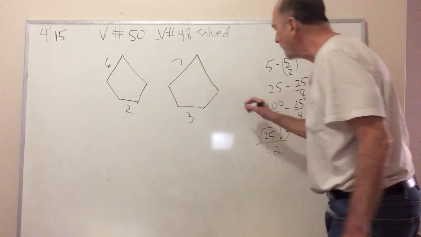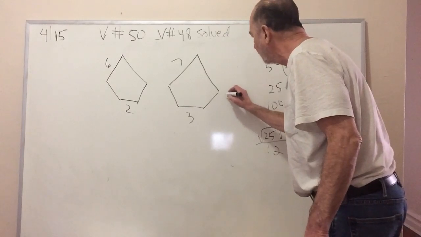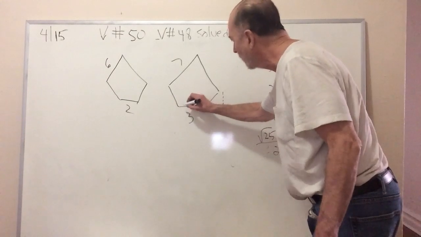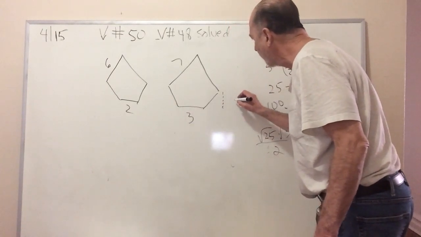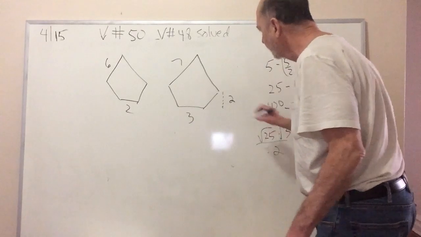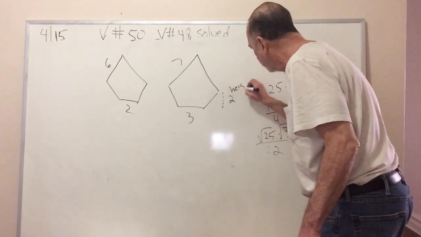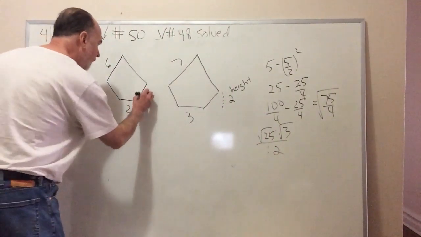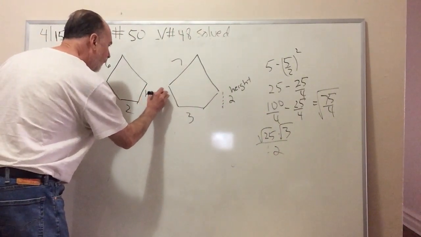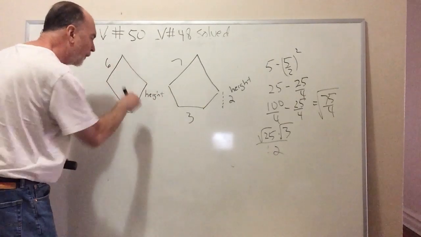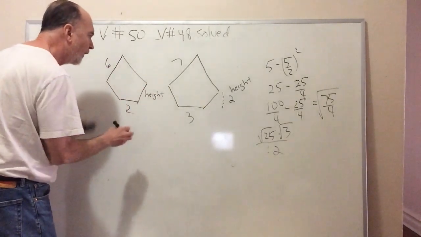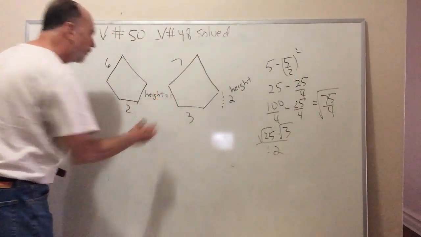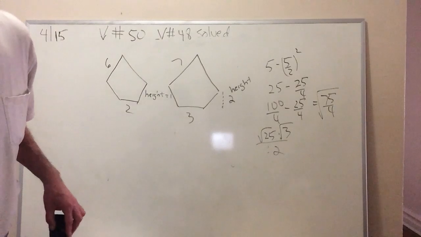To make life even easier, let's just say the trapezoid has a height. We'll give the trapezoid a height of 2, and here we'll give the trapezoid a height of 1. So we don't have to go through all the numbers trying to figure out the area. I want to show you how easy these problems are to do once you see the patterns. Okay, let's stop this one.